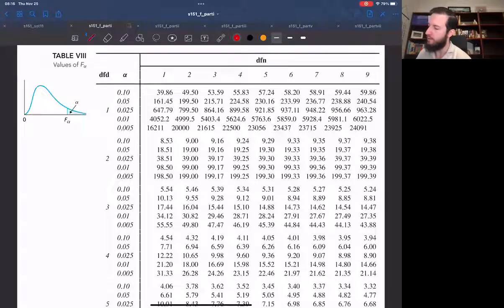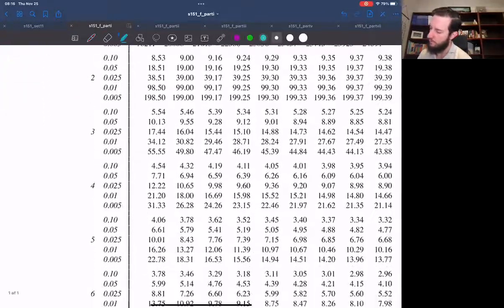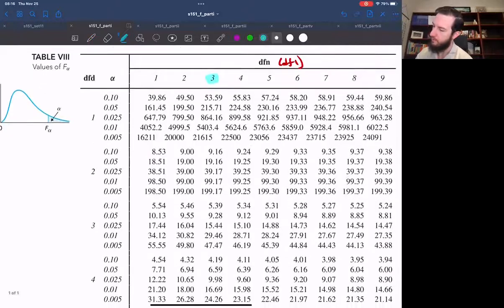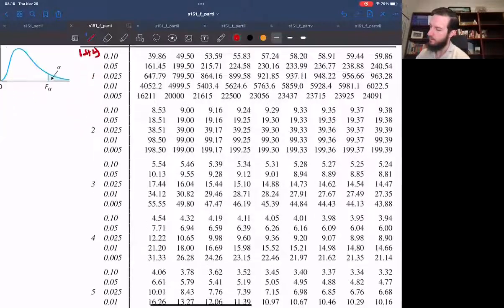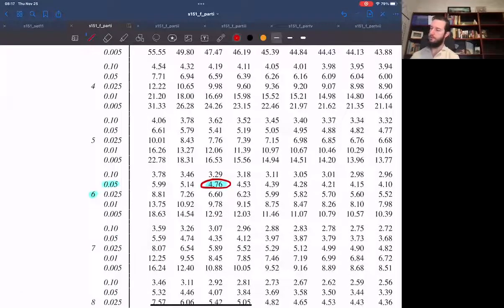So we go to page 1 of our table. We have 3 degrees of freedom in DFN. Again, DFN is DF1. We have 6 degrees of freedom in DFD, which is DF2. And then we have a significance level of alpha, 0.05. So then we match 3, 6, 0.05, and that gives us 4.76.